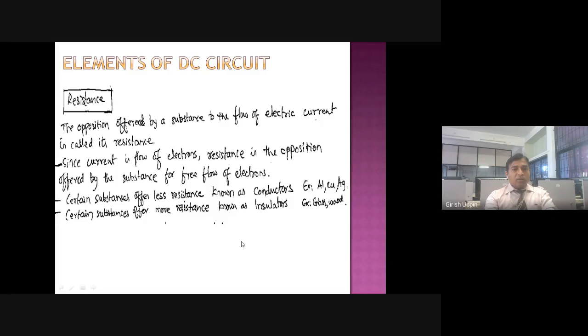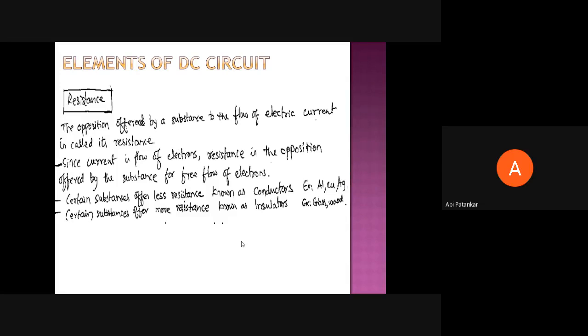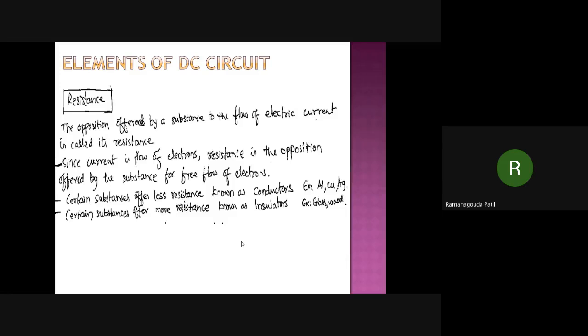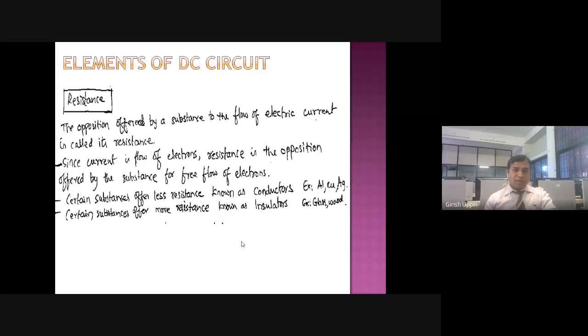And now, which one is better? Conductors or insulators? Both. Why both? We need both. In some cases, for precaution, we need insulators, and in circuits we need conductors for the flow of current. Yes, the answer is both are very, very important.